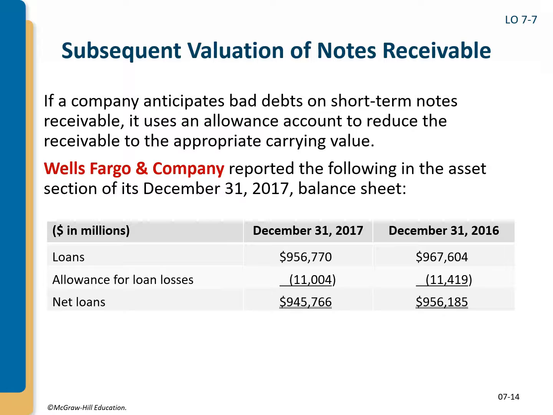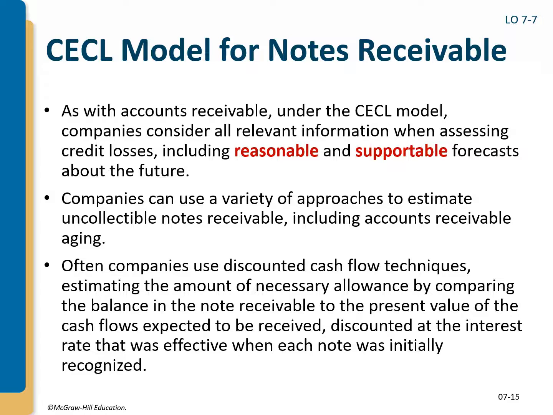The other side is, what happens if somebody doesn't pay us back? Well, just like accounts receivables, if a company anticipates bad debts on short-term notes receivable, it uses an allowance account to reduce the receivable to what they think they're going to collect. Okay, so if this company has a few loans out there and they feel maybe they're not going to receive all the money back, they need to honestly estimate that, just like they do accounts receivables. There is a CECL model for this as well.